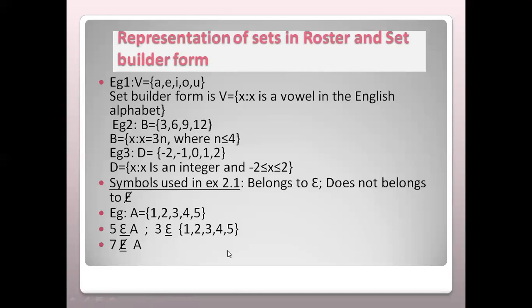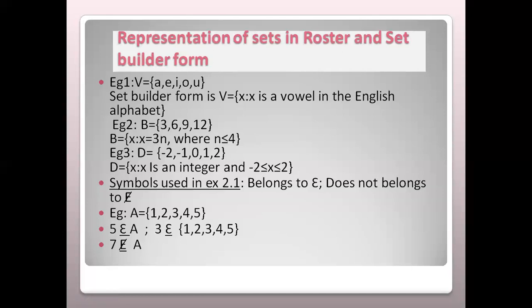The same thing is represented in this way: minus 2 less than or equal to x less than or equal to 2. This is the set builder form of the given set D is equal to minus 2, minus 1, 0, 1 and 2. I hope that you have understood the set builder form and the roster form. If you do some more sums based on the set builder form and roster form, you will understand more clearly.